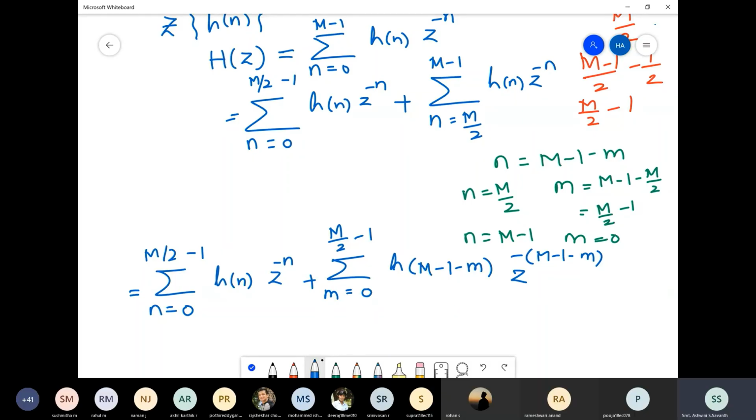Now, as usual, we don't want to keep m as our variable here. We want n, which we can do because it's just a variable and can be written as n. So that I have written here.